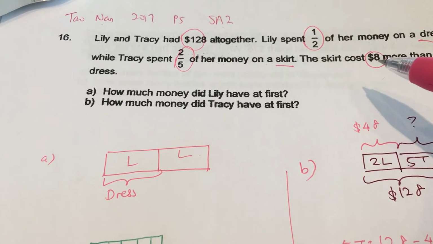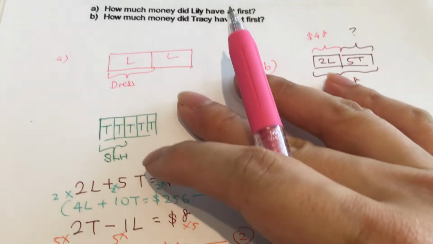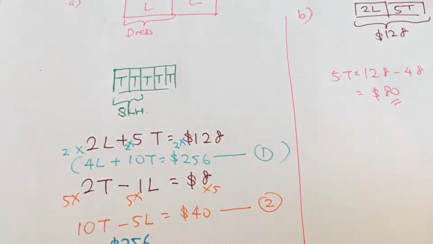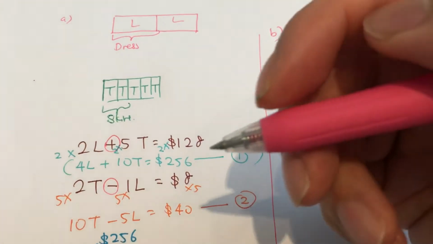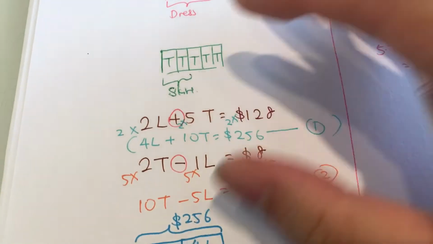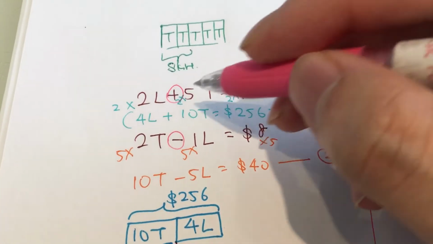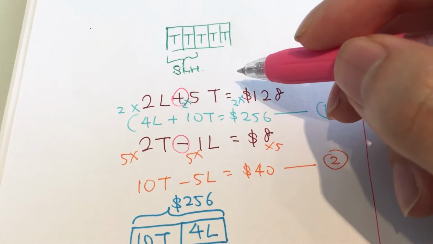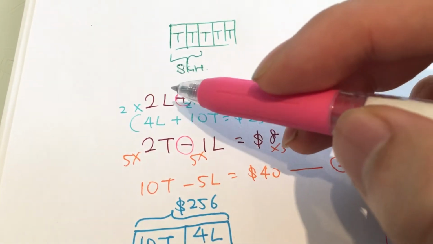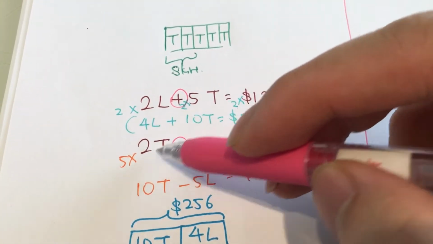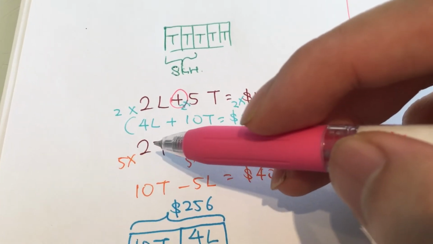Since the skirt costs $8 more, we have 2T minus 1L equals $8. Now we have a plus and a minus, and this is where you have to listen closely. It's easy to draw 2L plus 5T, you just draw two blocks sticking to each other. But with the minus, it's quite hard to work with, so we will stick to the 2T first.